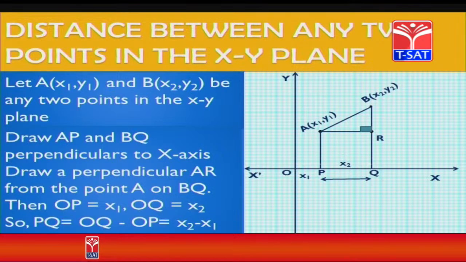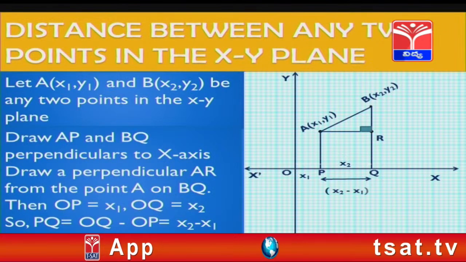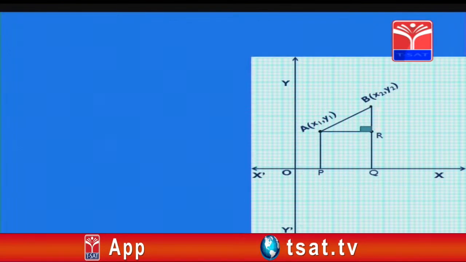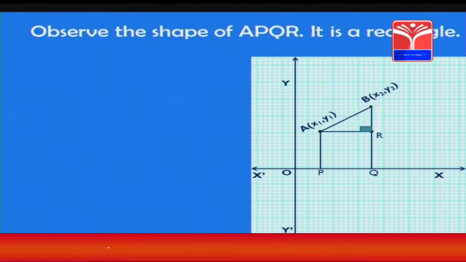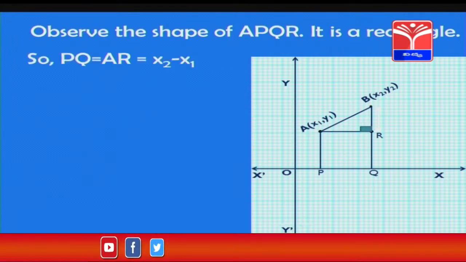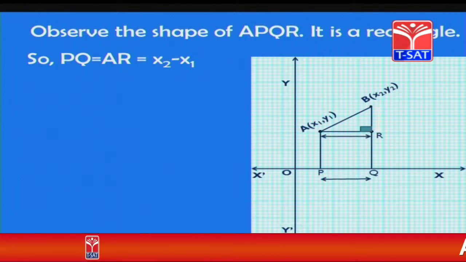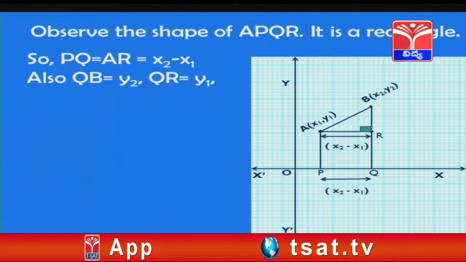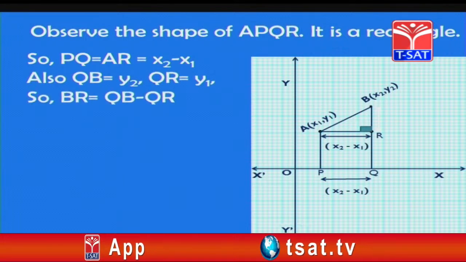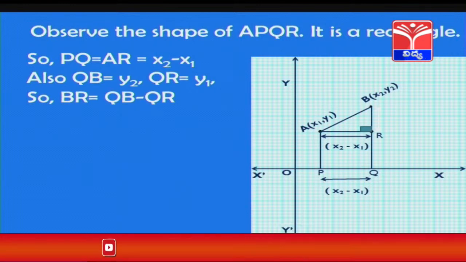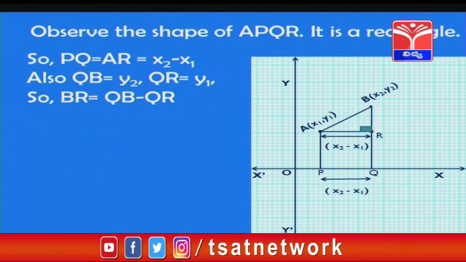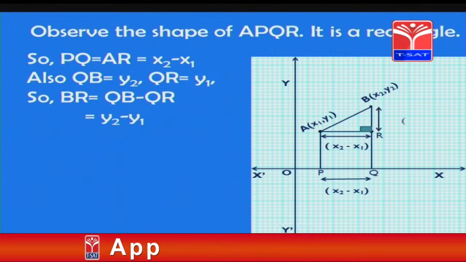So, PQ is equal to OQ minus OP, which is equal to x2 minus x1. Now, observe the shape of APQR. It is a rectangle. So, PQ is equal to AR, which is also equal to x2 minus x1. Also, QB is equal to y2 and QR is equal to y1. So, BR is equal to QB minus QR. So, that comes out to be y2 minus y1.